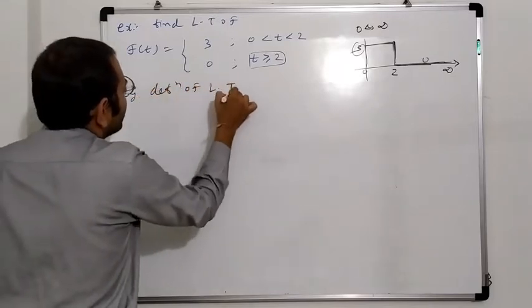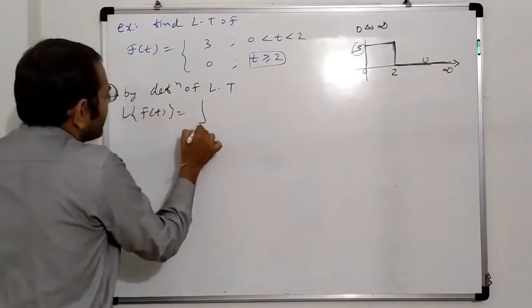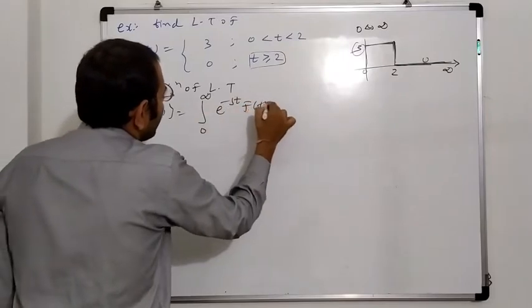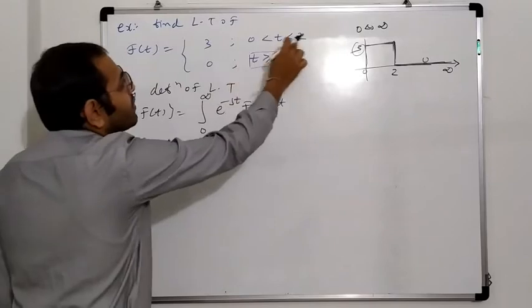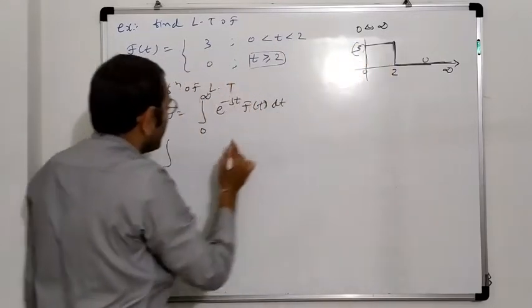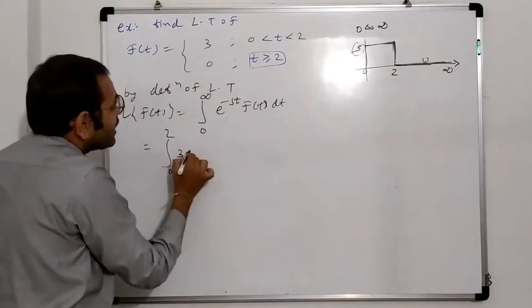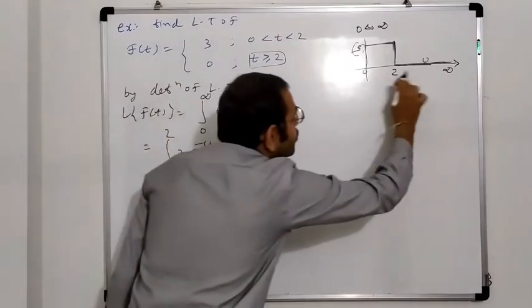By the definition of Laplace transform, Laplace of f of t equals integral 0 to infinity e raised to minus st f of t dt. Here we break the limits. From 0 to 2, the function has the value 3, so f of t equals 3, giving 3 into e raised to minus st dt, plus the integral from 2 to infinity.